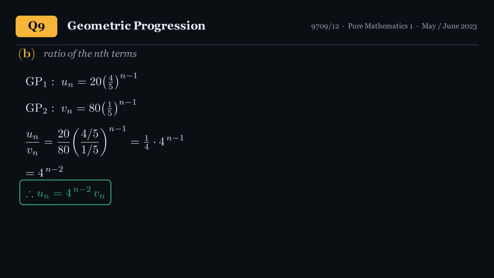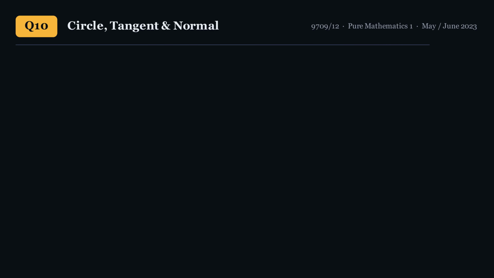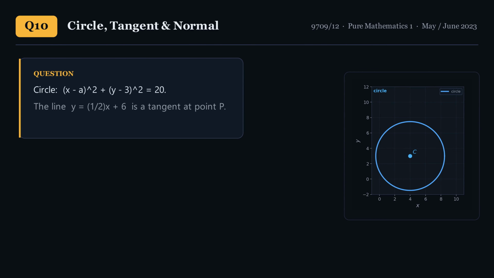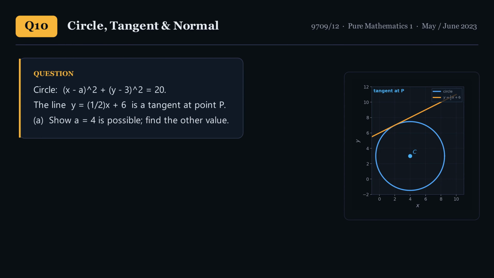Question 9 complete. Question 10. Circle, tangent and normal. Pure Mathematics 1, May-June 2023. The circle x minus a squared plus y minus 3 squared equals 20. The line y equals 1/2 x plus 6 is a tangent at point P. Part A. Show a equals 4 is possible, and find the other value of a.